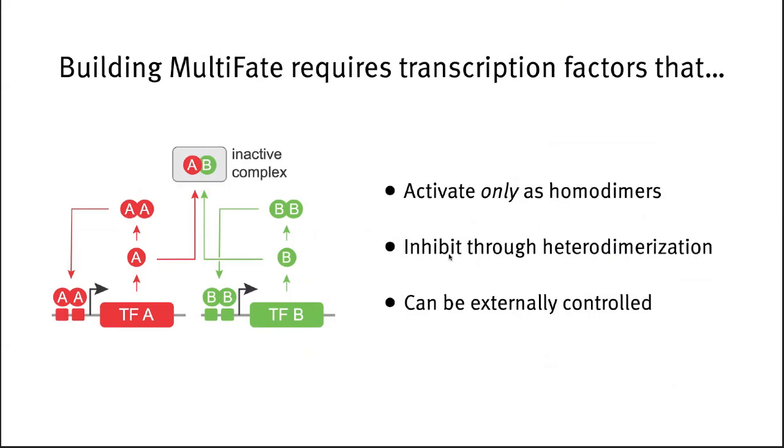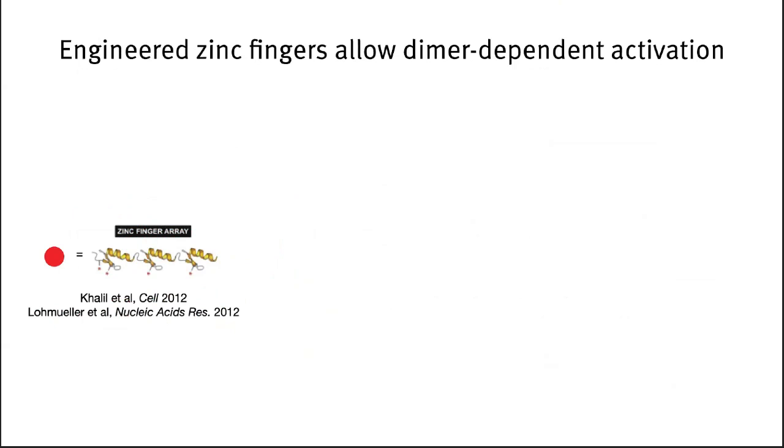They have to be able to inhibit each other through heterodimerization. And there's a third property that I didn't really touch on yet, but is practically important, which is we would like these factors to be as externally controllable with inducers of small molecules, for example, as possible, so we can manipulate the system.